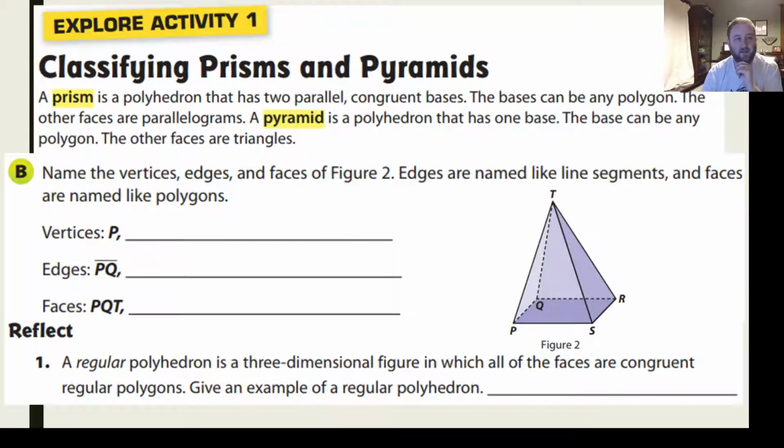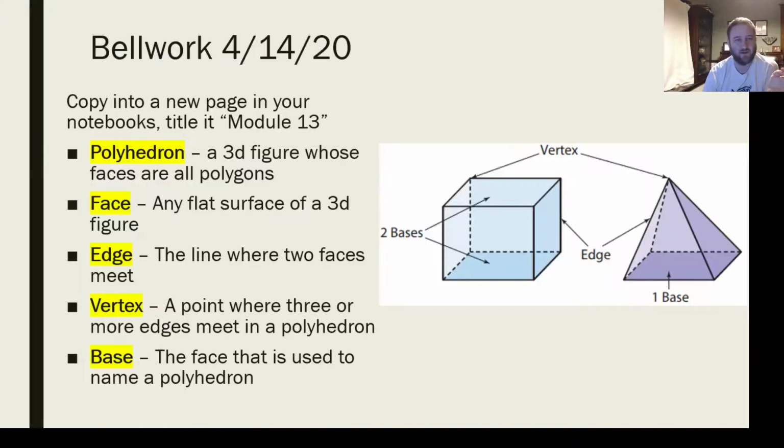Next, classifying prisms and pyramids. Part B. Name the vertices, edges, and faces of figure 2. So let's go back to these definitions. A face is any flat surface of a 3D figure. Okay, and a vertex is a point where 3 or more edges meet. And then an edge is the line where 2 faces meet.